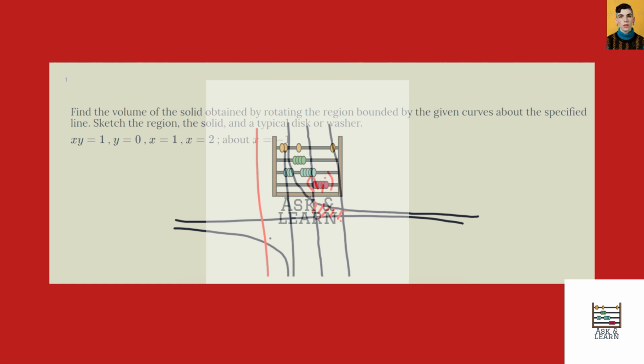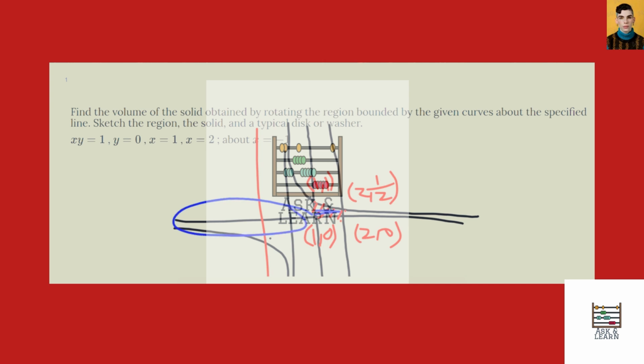These 4 intersection points are 1, 1, because xy equals 1, and 1, 1 satisfies that, along with x equals 1. This point is 2, 1 half, because that satisfies both the xy equals 1 and the x equals 2. Then this is 2, 0, and this is 1, 0. And those are pretty simple.